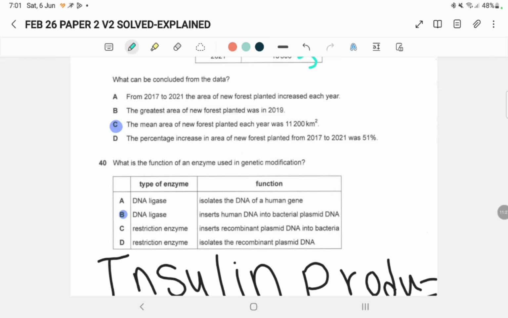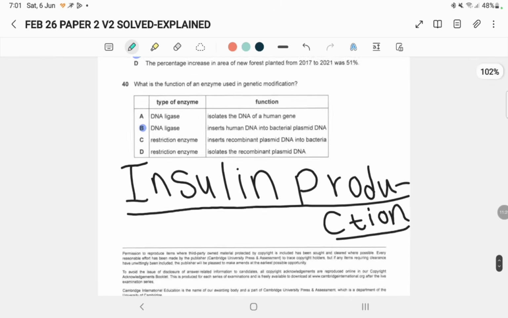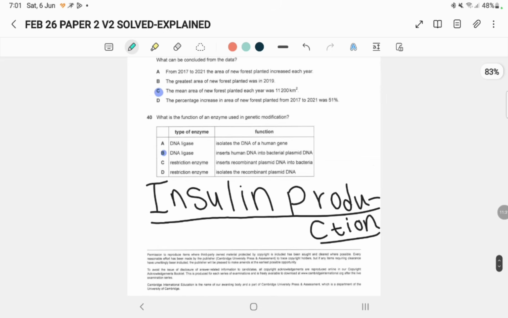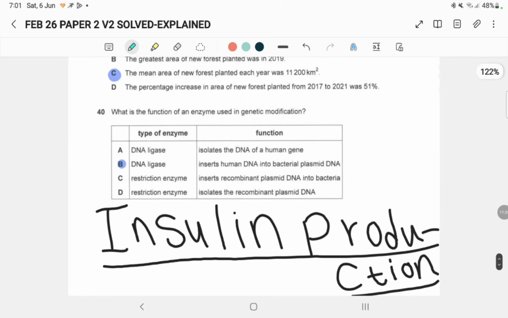Now, what is the function of an enzyme used in genetic modification? Of course it is DNA ligase. It inserts the human DNA into the bacterial plasmid DNA, and it ensures that these are linked together, and they can be inserted into the bacterial cell for more replication and to increase the amount of the product you are producing. Like for example, if you are producing human insulin, it will increase the production of human insulin.